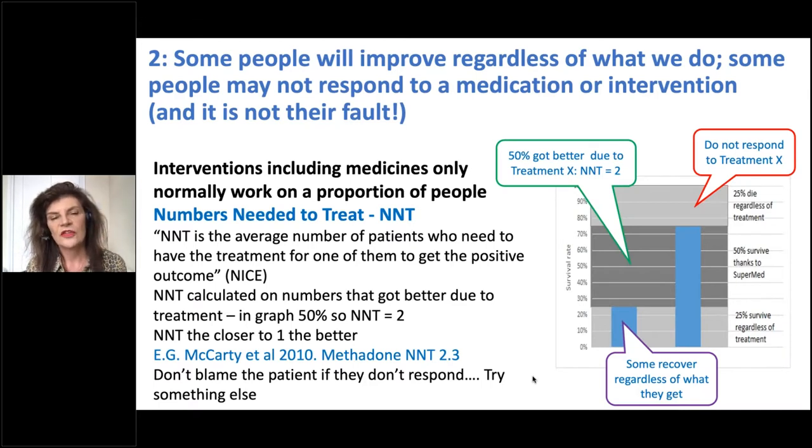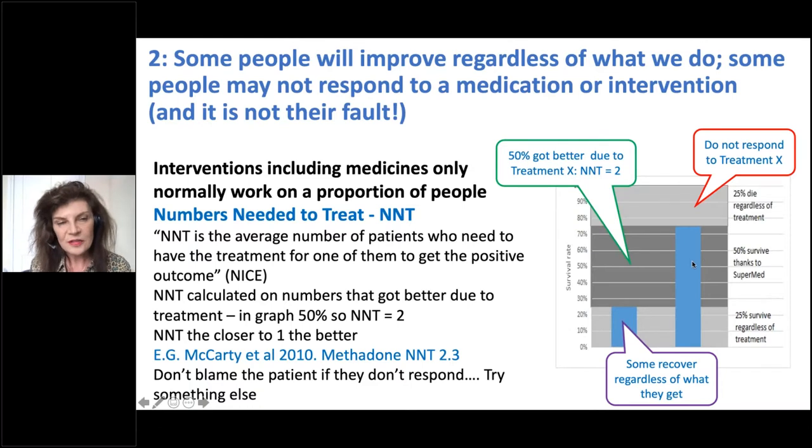The illustration that I want to use here is the numbers needed to treat. Okay, and this is normally done for things like medication, but it can be done for other interventions. And what this basically says is that interventions, including medication, normally only work on a proportion of people. So the graph on the right illustrates at the bottom, some people will recover regardless of what they get. And this is sometimes called the placebo effect. So you can give people something that's not effective and it will work. Some people will not respond to treatment.